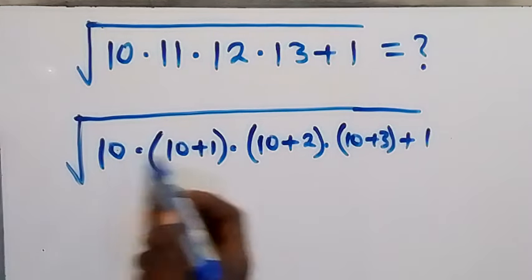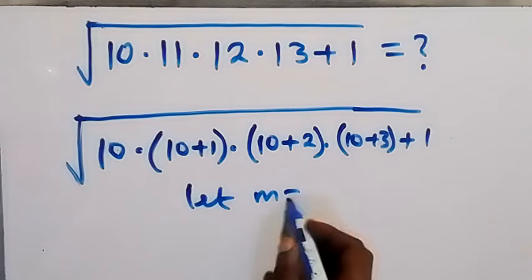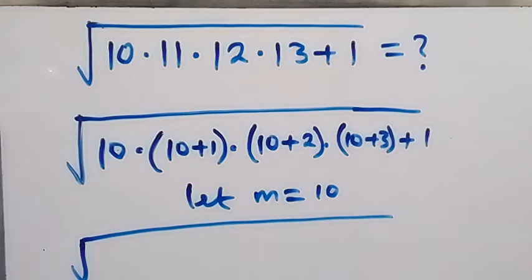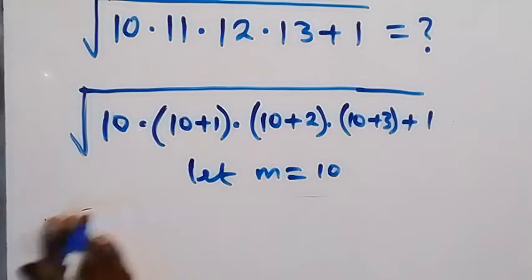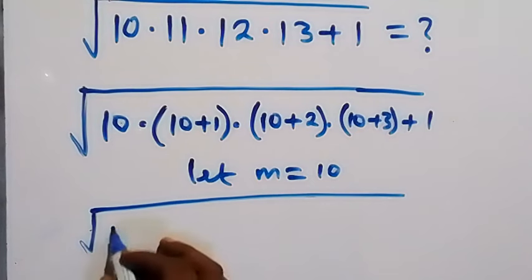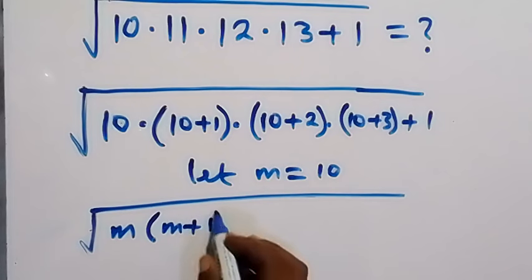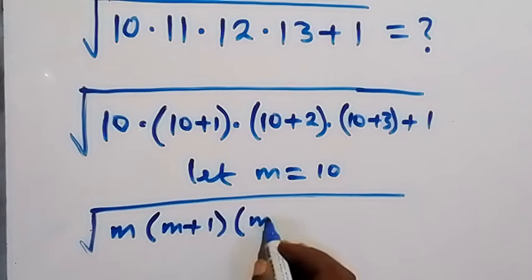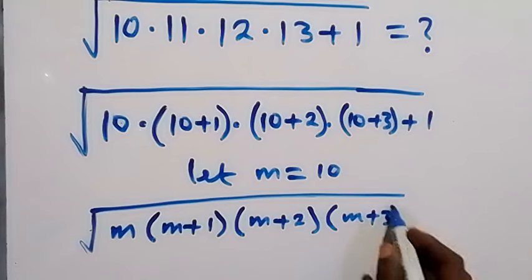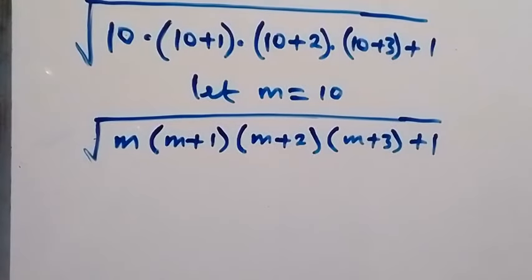Then we have 10 common there, so let's use a letter. Let m here be equal to 10. Then we write this square root again as the square root of 10, which will give us the square root of m now. So we have the square root of m multiplied by, in brackets, m plus 1, then in brackets m plus 2, then in brackets m plus 3, then plus 1. Then in the next step, let's bring m and m plus 3 together.